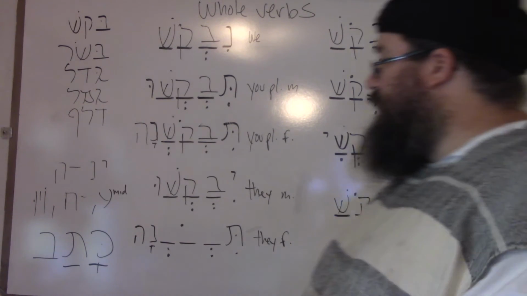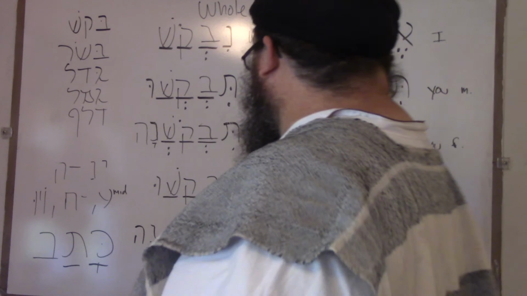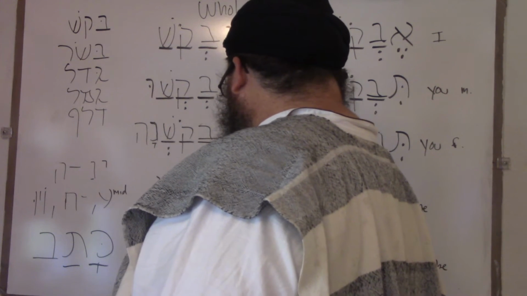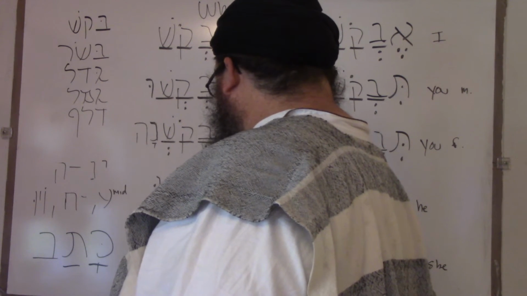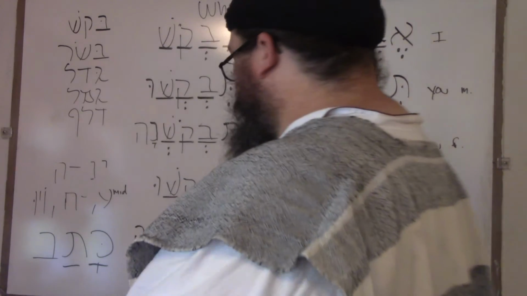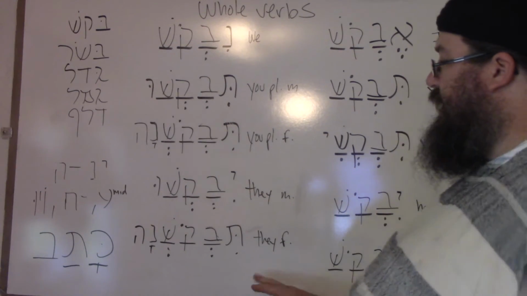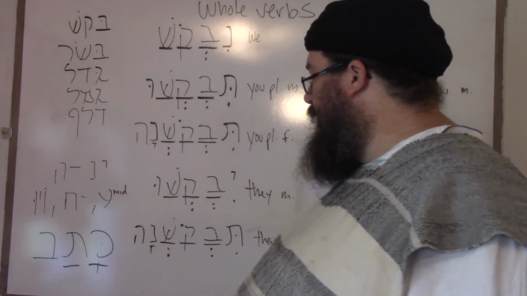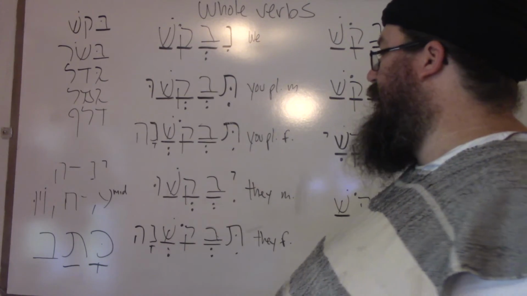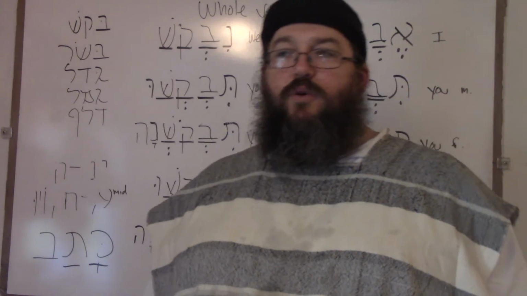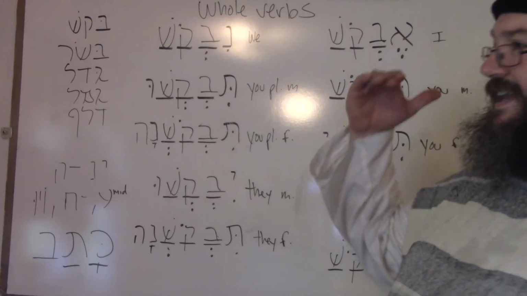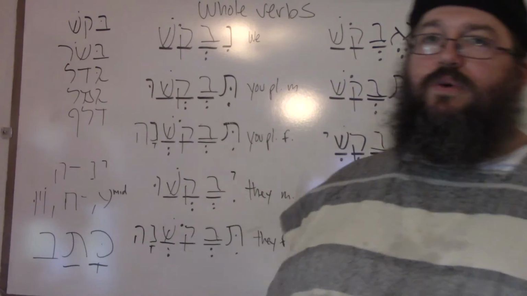Okay? So here we go and we take the bet, kof, and the shin. And what do we have here? We have tiv kosh na. Tiv kosh na. And that would make it that they, feminine, plural, will seek.